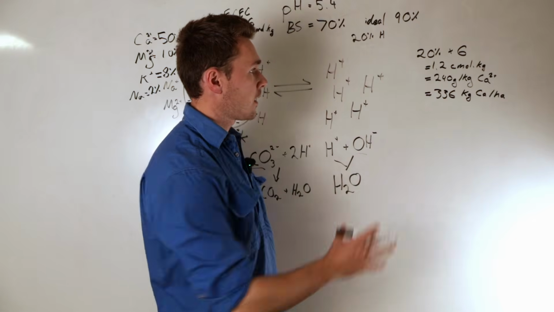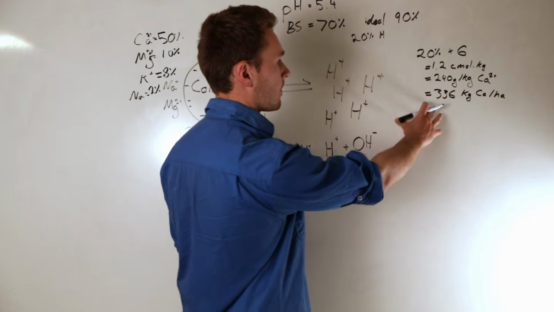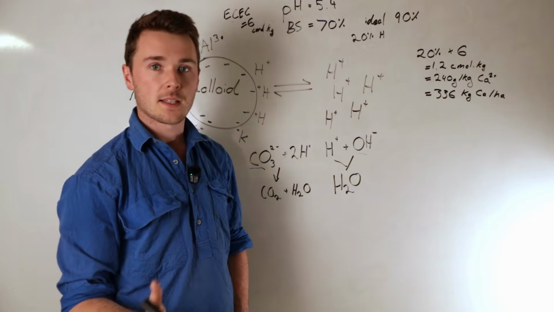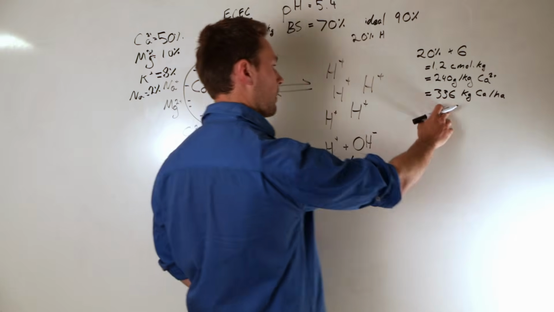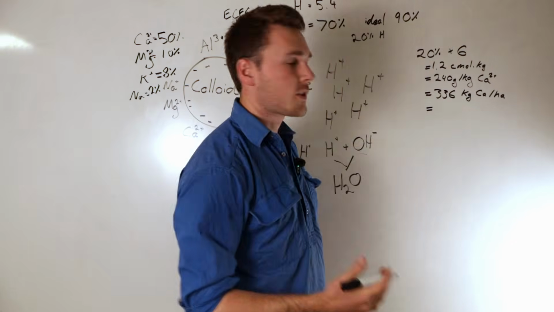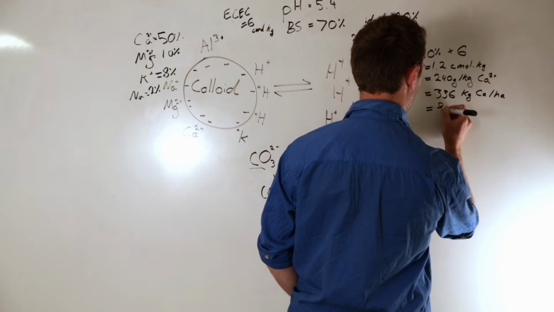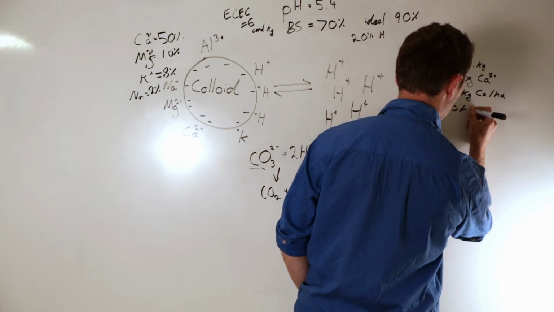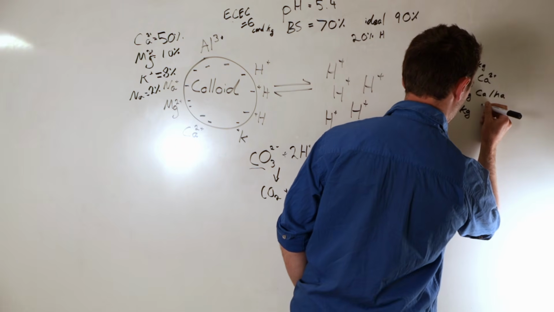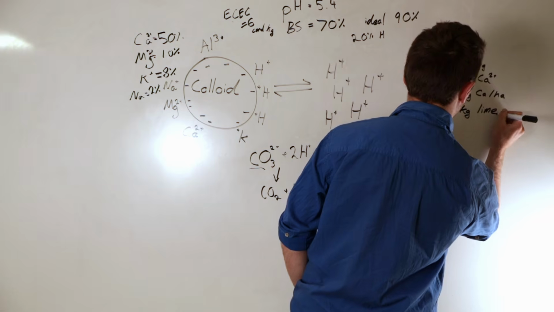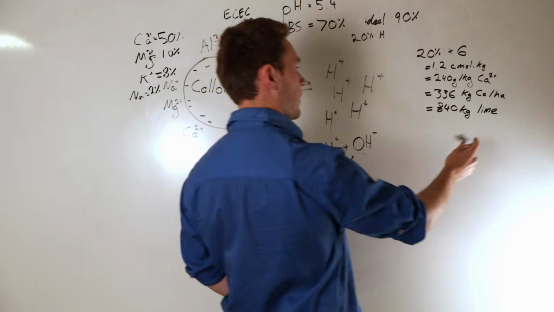But that's not lime. We need to convert this calcium into lime. Lime is about 40% calcium, so we can divide this by 40%, which then works out to be 840 kilos of pure lime. Now, this is pure lime. I'm applying that per hectare.